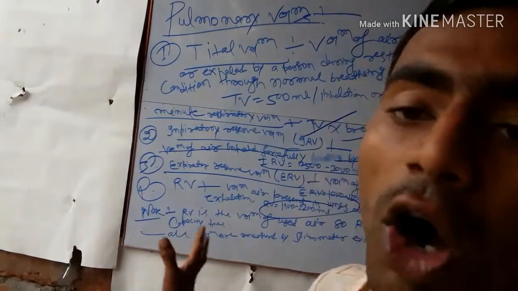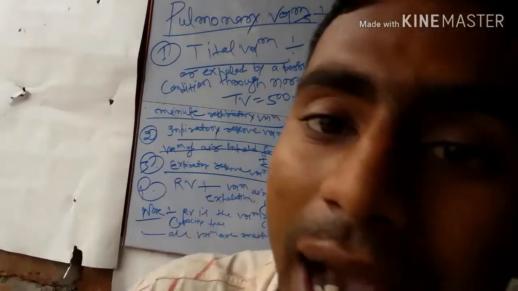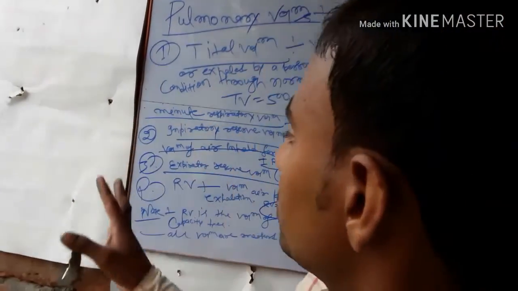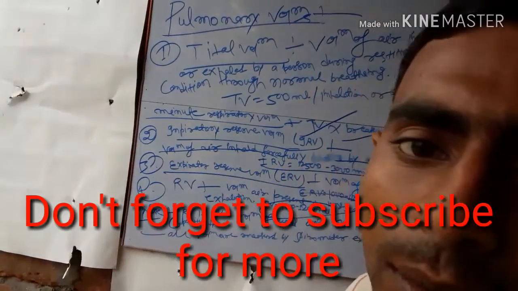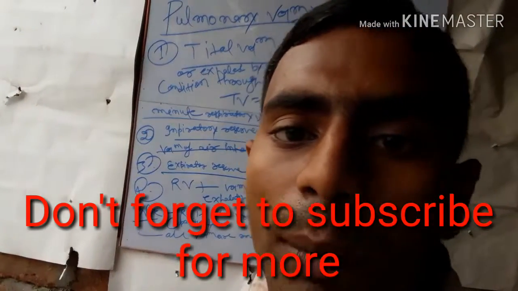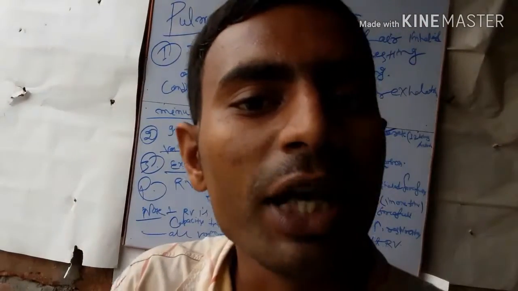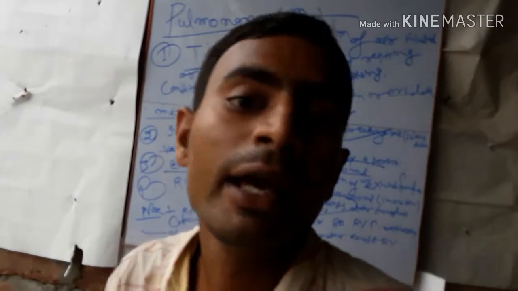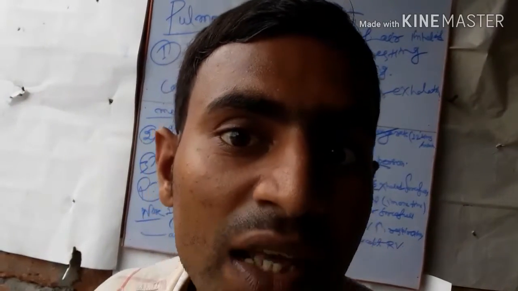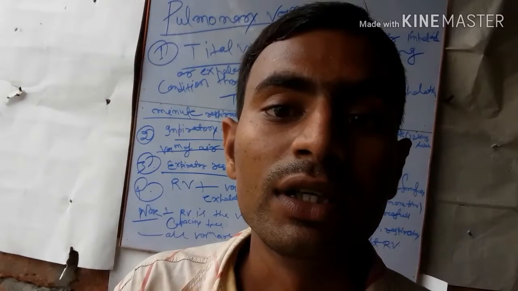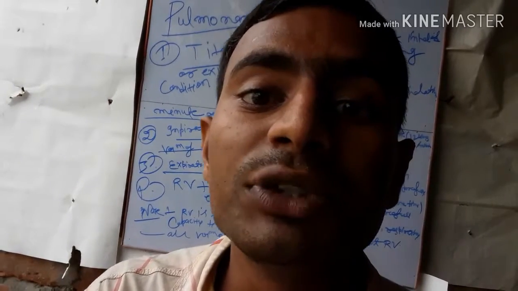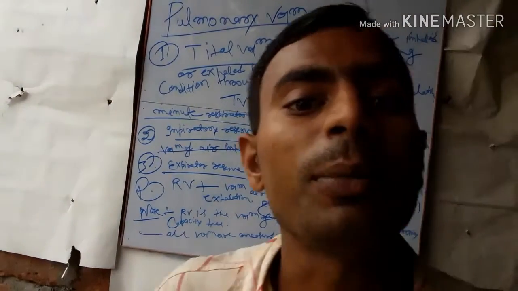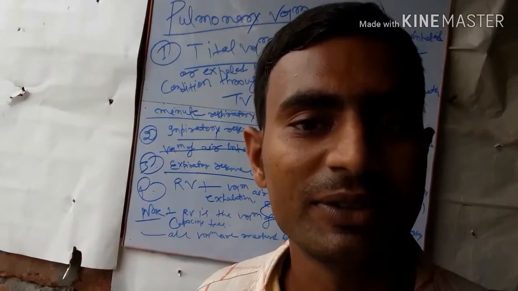Okay, and all volumes are measured by spirometer except residual volume. Tidal volume, inspiratory reserve volume, expiratory reserve volume, all these volumes of air are measured by spirometer except residual volume. Why? Because residual volume is the amount of used air. Due to this, residual volume cannot be measured by the spirometer.